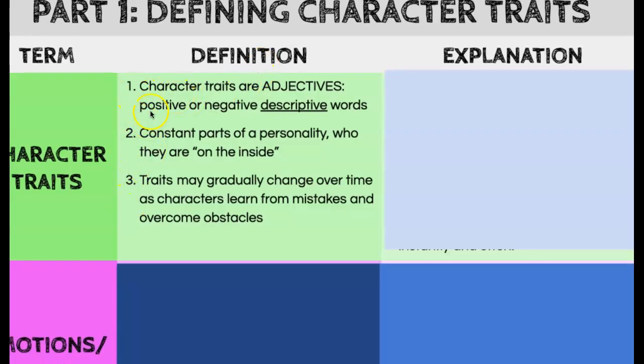The first thing we're going to write down is these 3 things about character traits. One, you don't have to write word for word, you can highlight some of this, or just write some of the important things: character traits are adjectives. They're either positive or negative, and they're descriptive words. If you say someone is kind, that's an adjective describing a character trait. If you say someone is thoughtful or cruel, all of those are character traits.